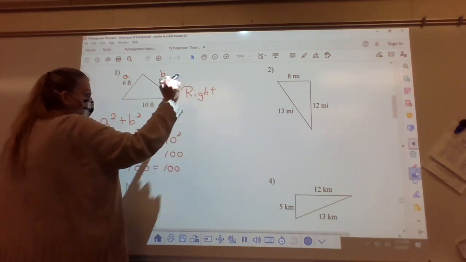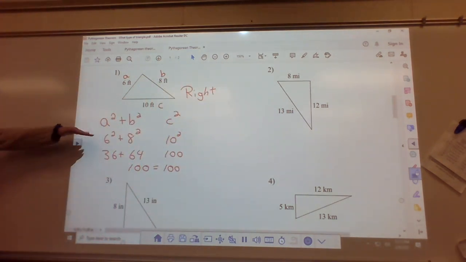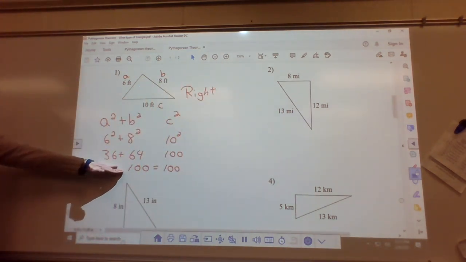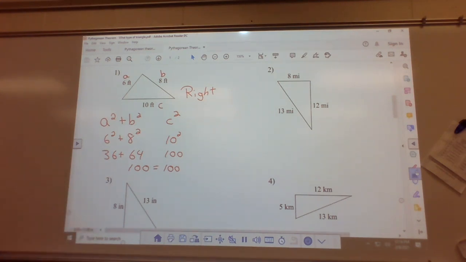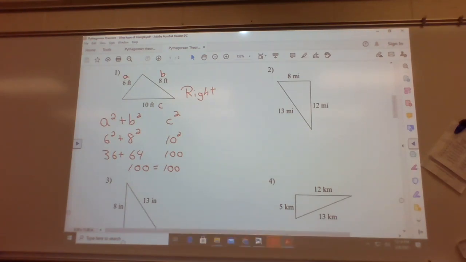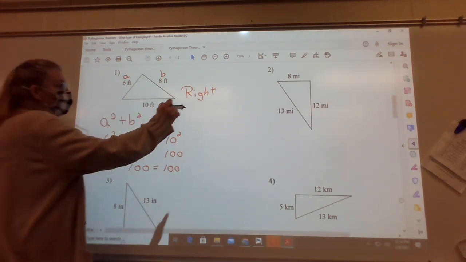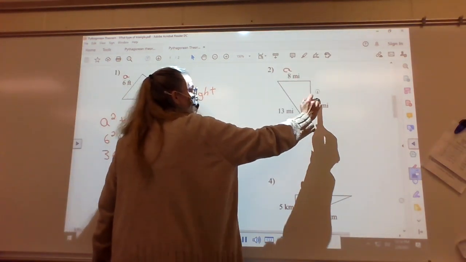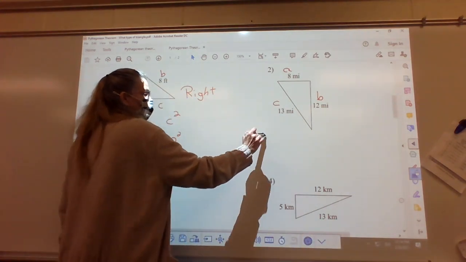We need to show work, right? I want to at least see this line and this line. Okay, so give me your formula and the 2 numbers you get at the end. So number 2. Again, make sure it's in order. Small, medium, large.